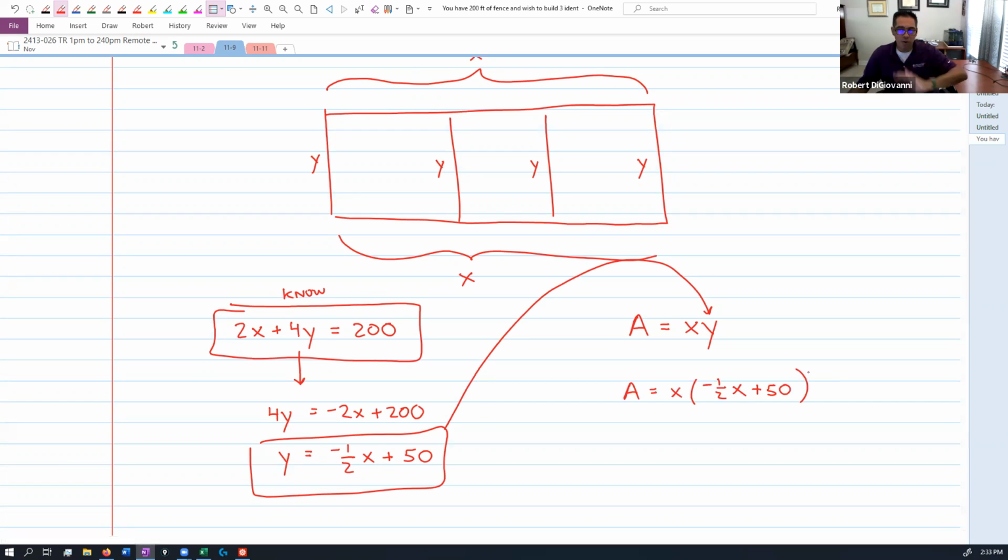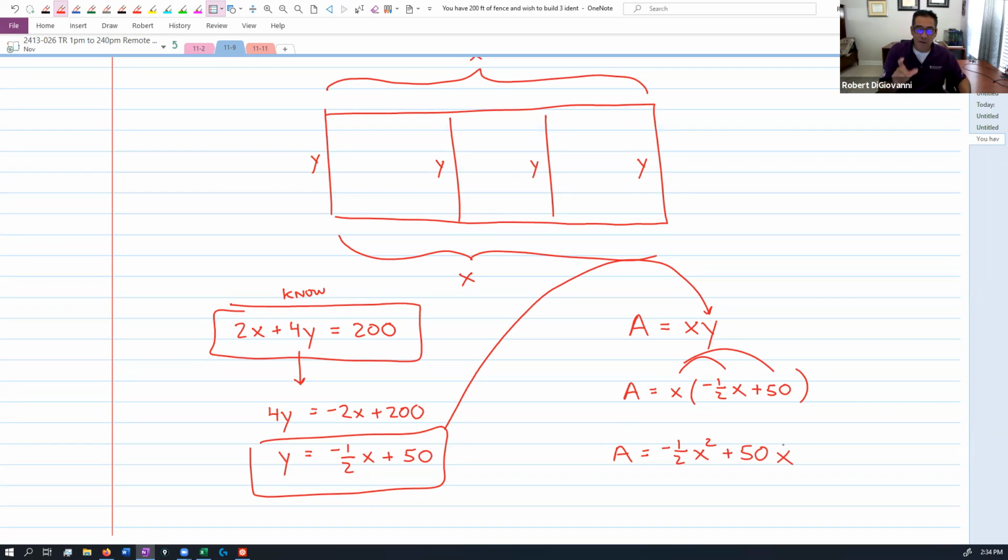Don't worry, later on I will go through this more formally. This is just to give you a glimpse into where we're headed with this. I'm going to now distribute my x through, and look what I have. Area is negative 1/2 x squared plus 50x, right? I have a formula for the area, and all it depends on is x, right? All it depends on is x.